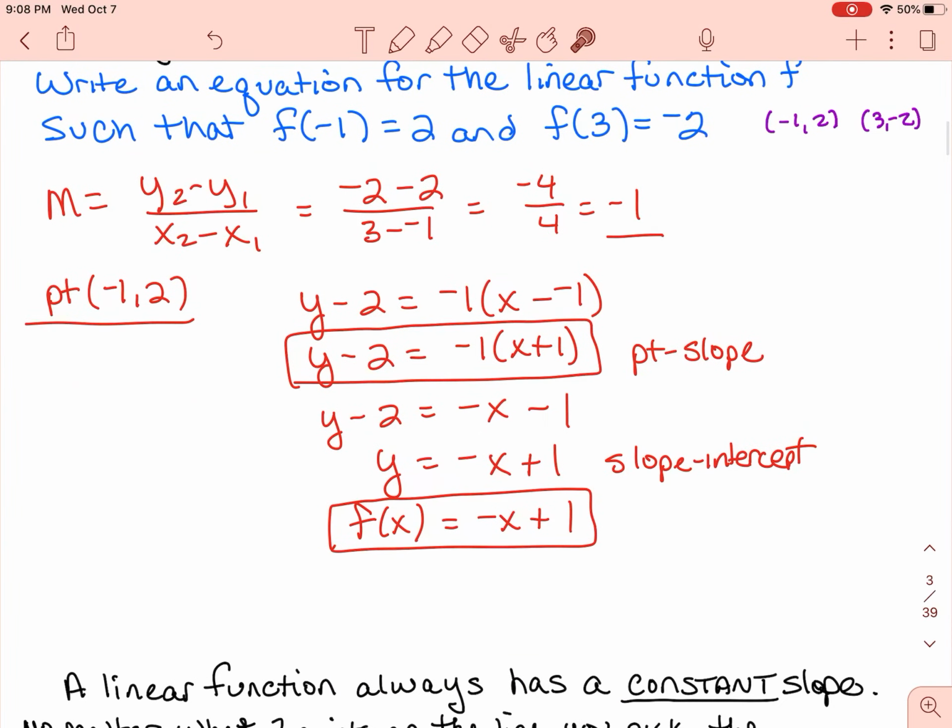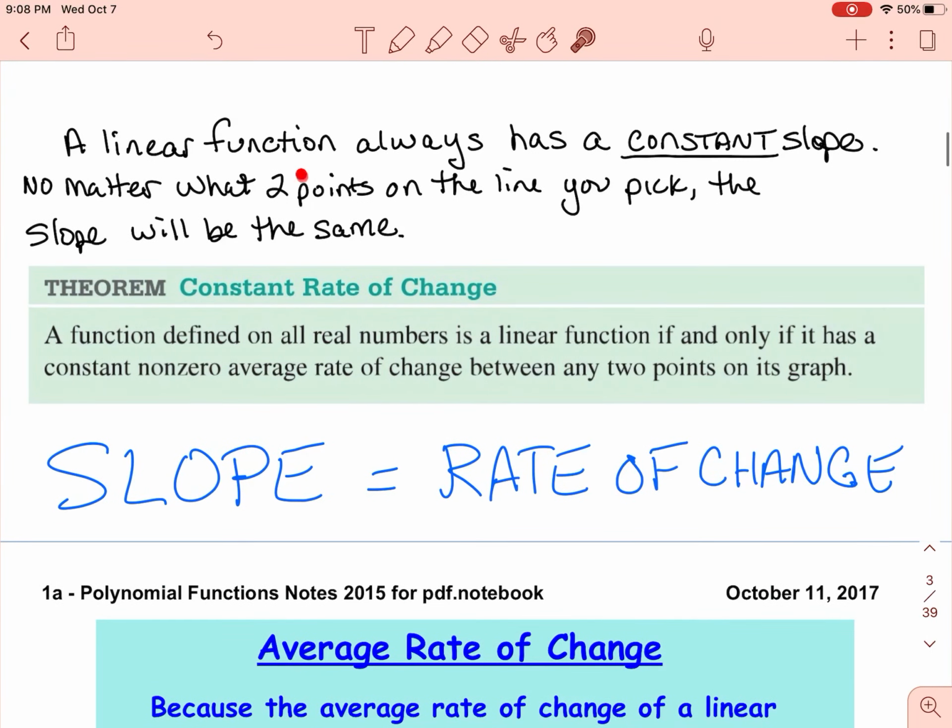You can leave it like that unless they designate you to do something else. If you did want to put it in slope intercept form, you could. Well, actually, since they ask you to write it in function notation, we would need to solve for y. So we'll distribute the negative and take the 2 over, and you get y equals negative x plus 1. And in function notation, that would be f of x equals negative x plus 1.